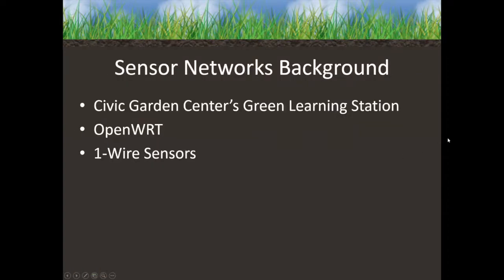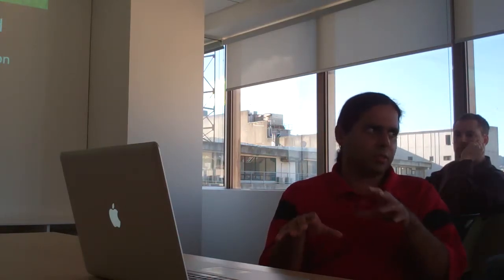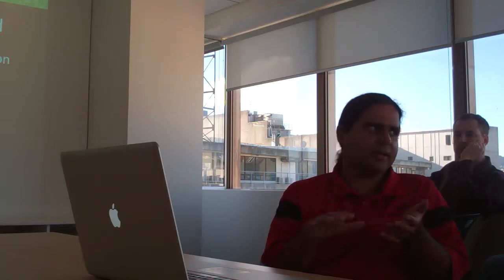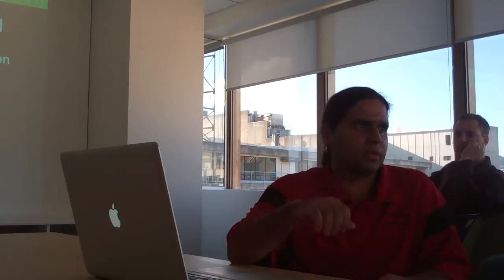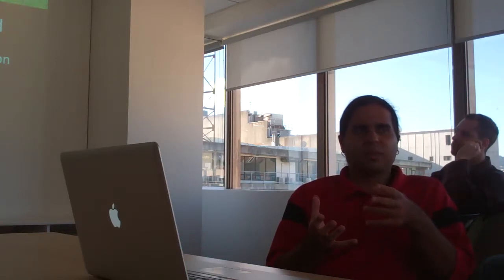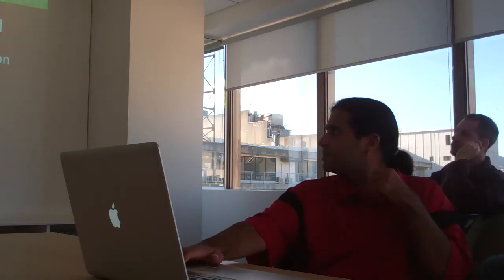The Civic Garden Center is a nonprofit in Cincinnati, and it had this green learning station, which was an educational facility. They did a lot of community work and education, and the city wanted to work with them on a project where they laid down different pavers and tested each pavement type to see which ones were best at preventing water from running off into the sewer systems. We used embedded Linux systems running OpenWRT and one-wire sensors for counting and temperature sensing.